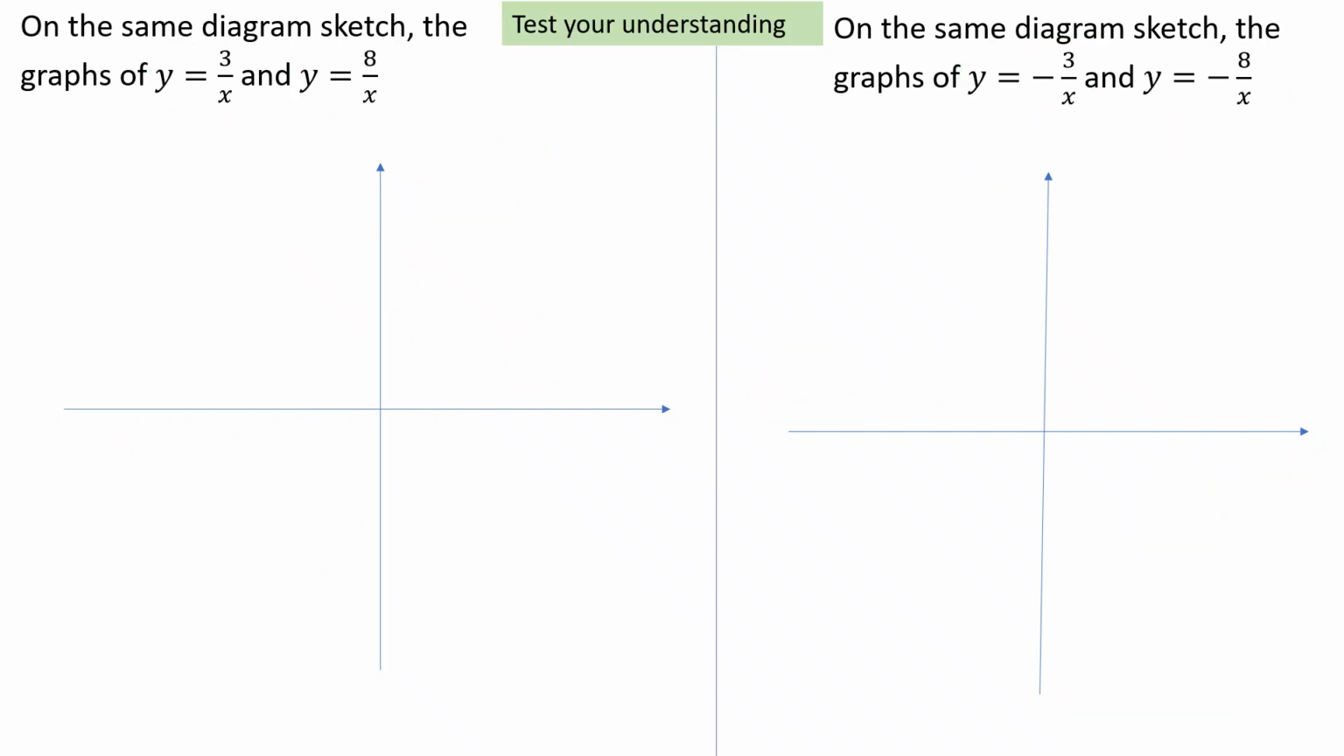Now pause this video and try it yourself: y equals 3 over x and y equals 8 over x. So let's do the first one. I'm going to draw the green line. When x is positive, y is positive, so it goes this way. When x is negative, y is negative, so like this. So this is y equals 3 over x.